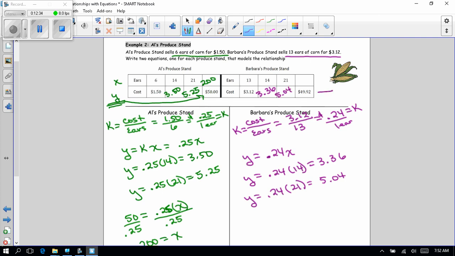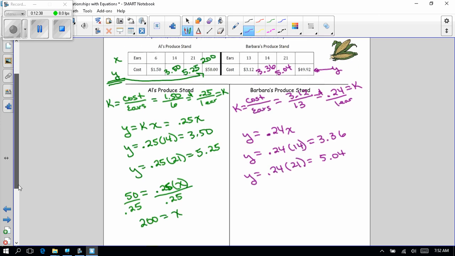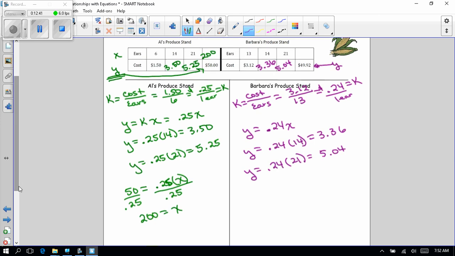Now notice again, this one is our Y, and I want to know how many people are going to be able to eat corn for $49.92. So $49.92 is equal to 24 cents times the number of ears that we need. To solve that, I have to divide by 24 cents on both sides. Right? When I do that, I find out I can get 208 ears of corn.